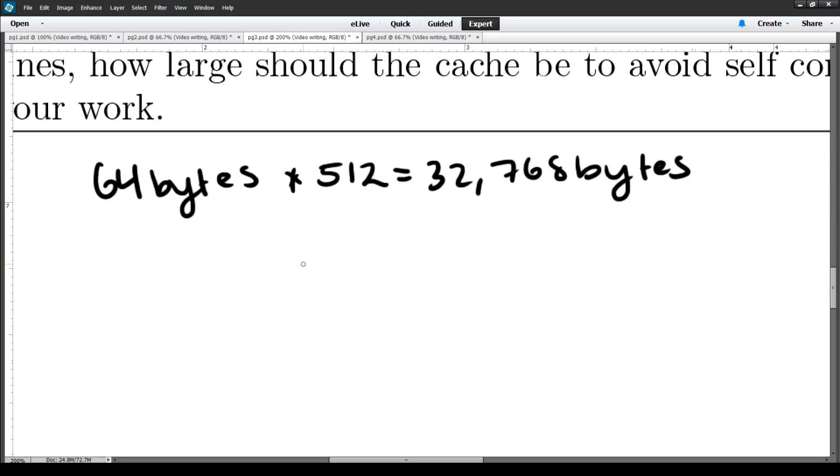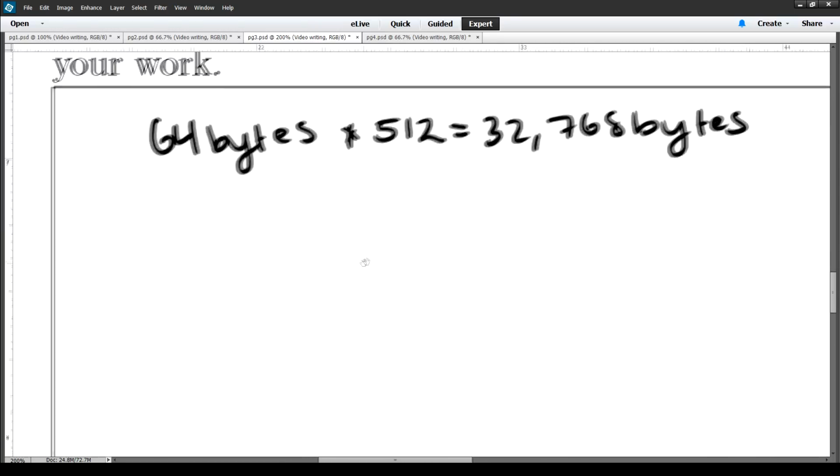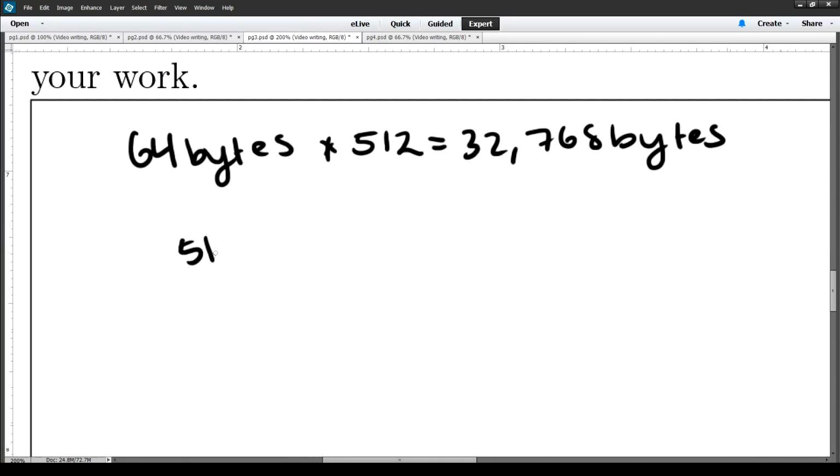In my answer though, I also gave the number of sets in the cache, since we know we have 512 lines and each set is 4 lines. We have a total of 128 sets.